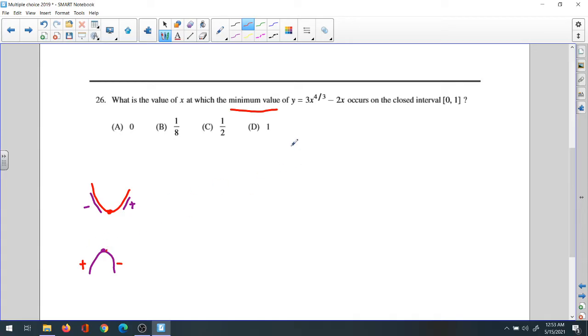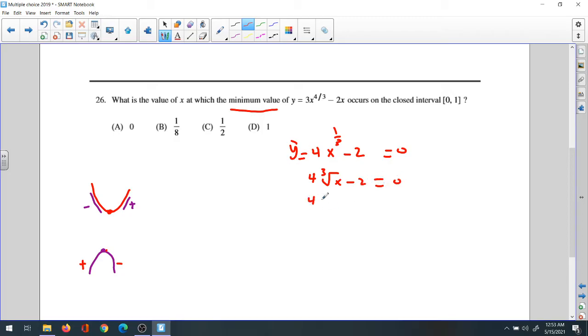So y dash equals, to do that, drop 4/3 to the front. 4/3 times 3 is 4. X exponent 4/3 minus 1 is 1/3. Minus the derivative of 2x, which is 2. Then we're going to set it equal to 0. So 4x to the 1/3, or 4 cube root of x, minus 2 equals 0.